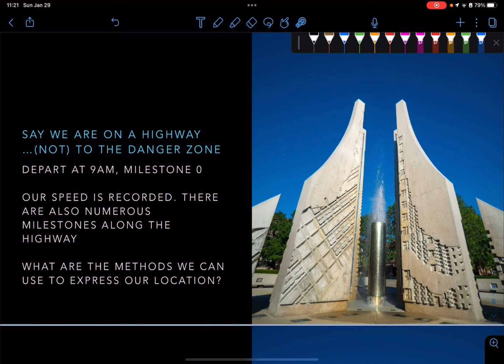What are the methods that we can use to express our location? One way we can describe our location is, as we have learned before, we can use the distance travel formula, which requires your speed and the time. That's the method that we have learned about and are familiar with. But because we have these milestones along the way, we can also just use these milestones to describe our location.